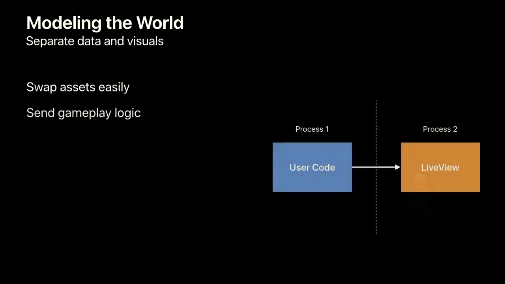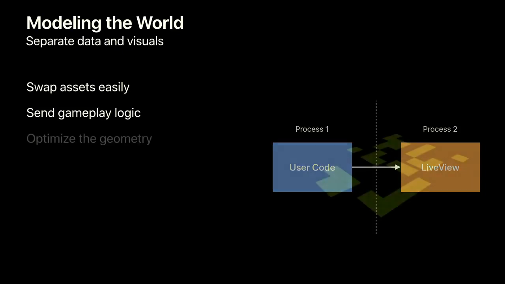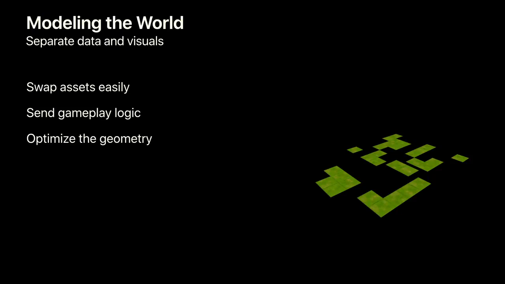It also allows you to take that data and send it elsewhere. Maybe you need to send it across a network or send some gameplay logic cross-process like we were doing in Swift Playgrounds. And later on down the road, it'll also allow you to optimize the geometry. Lamont will get into that in more detail, but it's really key that you're not dependent on the actual nodes in the scene for this to work well.